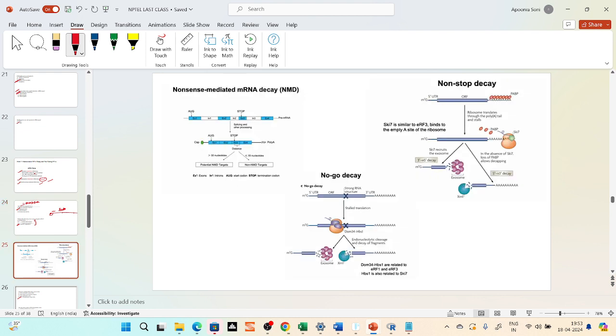Fine. Then we studied three kinds of decay: nonsense mediated decay, non-stop decay, and no-go decay. So in nonsense mediated decay, what happens?